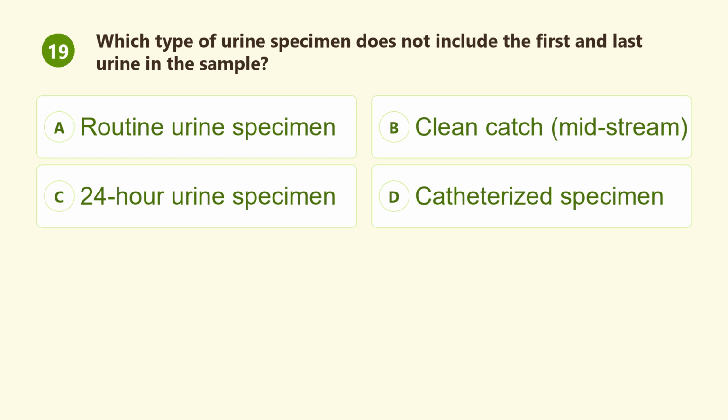Question 19. Which type of urine specimen does not include the first and last urine in the sample? Option A, routine urine specimen. Option B, clean catch, midstream. Option C, 24-hour urine specimen. Option D, catheterized specimen.